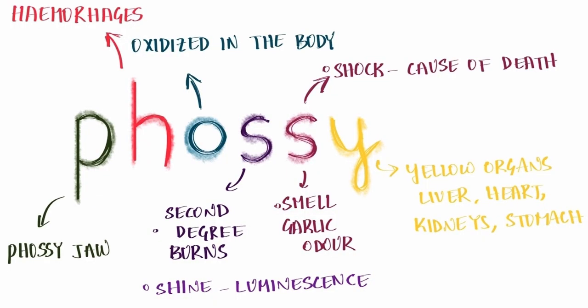Coming to H, hemorrhages can be seen. So it is seen as a clinical feature, and also in the autopsy finding, you can see hemorrhages in the skin and mucous membranes. And O stands for oxidized in the body. What is oxidized in the body? This phosphorus is oxidized within the body.